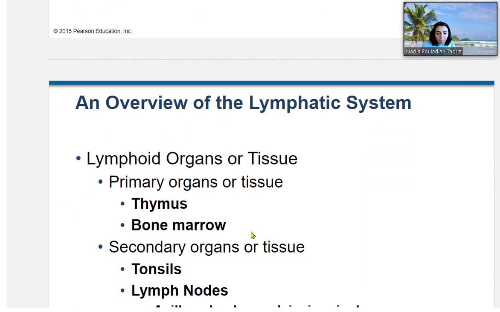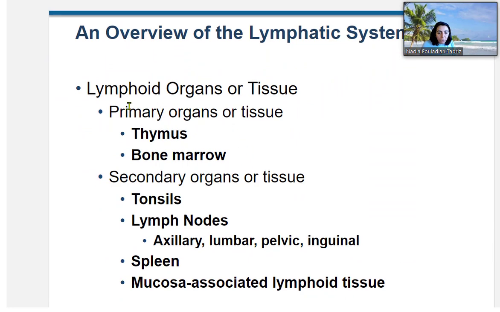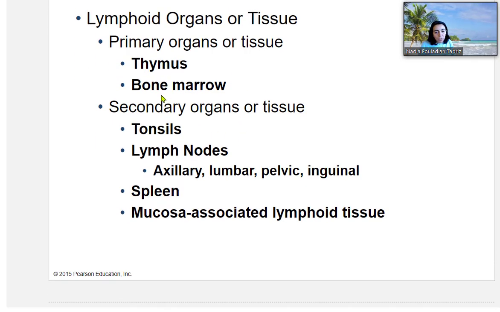And then it's talking about the classification of the lymphoid organs. We have primary organs or tissues: the thymus and the bone marrow. Then we have secondary organs: tonsils, lymph nodes, spleen, and the other ones that we call mucosa associated lymphoid tissue, or abbreviated MALT, M-A-L-T. Those are the lymphoid tissue that we have in the mucosa membrane of those organs.